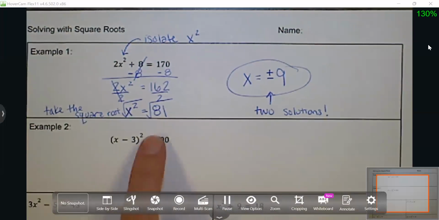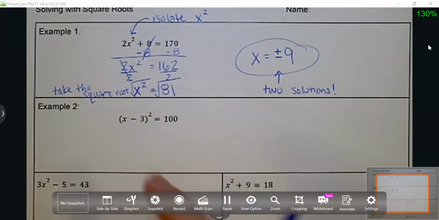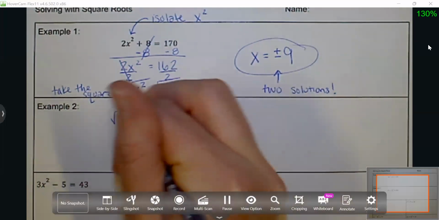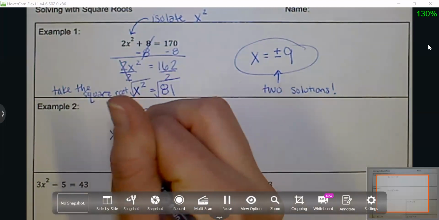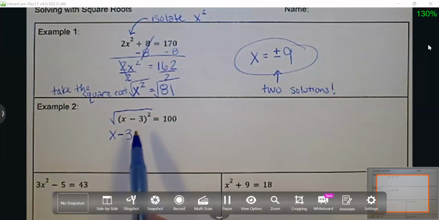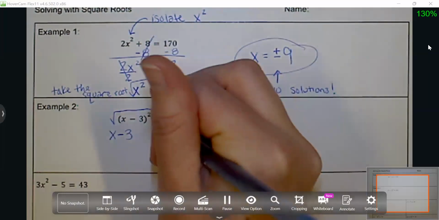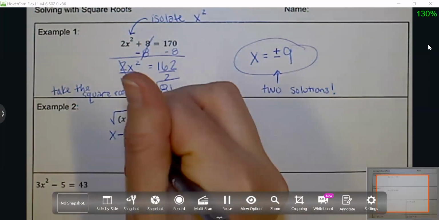In example 2, we're also going to have 2 solutions, but in this one, x is inside my parentheses and my squared part is outside. So I'm going to actually take the square root of this side first to get x minus 3 by itself. I'm not taking the square root of 3. I'm just taking the square root to cancel out this 2, this squared part of that parentheses. And of course, I'm going to take the square root of the other side. The square root of 100 is 10.